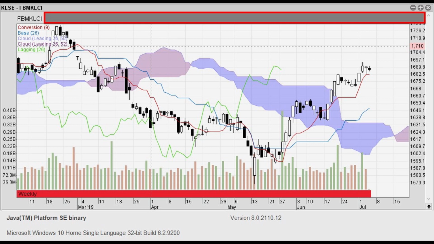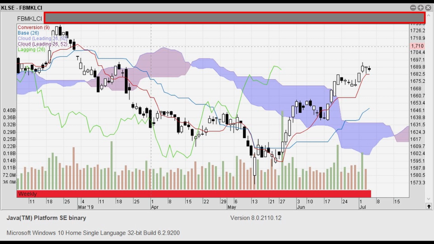If we take a look at it, both the Tenkan Sen and the Kijun Sen, the red line and the blue line, are above the Kumo cloud now. So that is a sign that Ichimoku tells us that the price action is now in bullish territory. So that is the second indication. It is above the Kumo cloud. Both the lines are above the Kumo cloud.